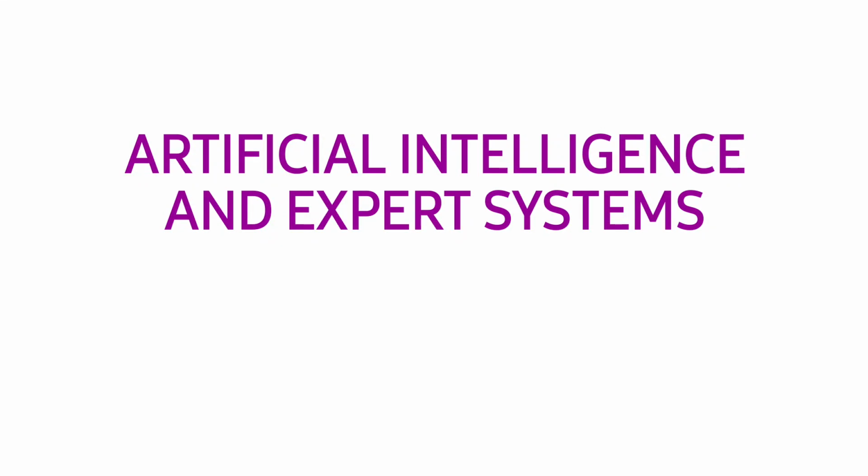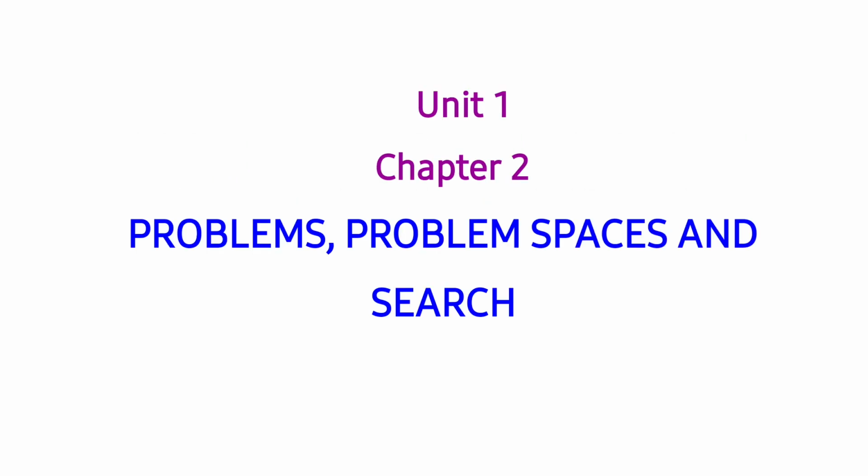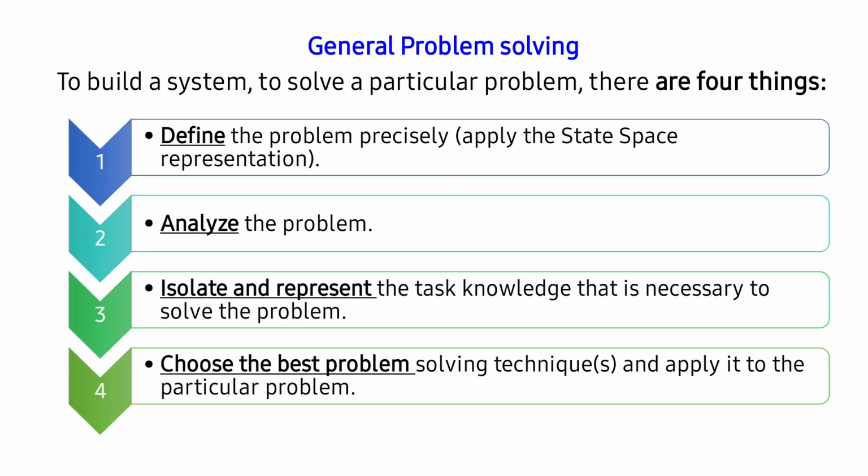In today's Artificial Intelligence and Expert Systems class, we are going to see Unit 1, Chapter 2, that is about problems, problem spaces, and search. So, general problem solving. Whenever we build an AI system, that is, whenever we need to solve a particular problem in artificial intelligence, we want to concentrate on four things. The first thing is to define the problem precisely.